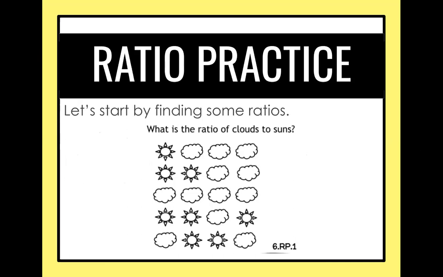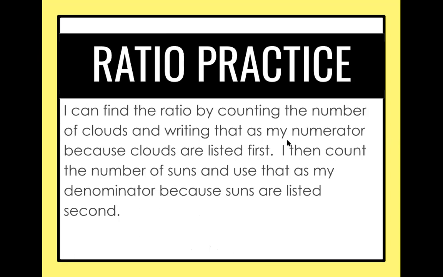So what is the ratio of clouds to suns? So we have to be very careful when we look at our wording in the question. The first term they asked us to find is clouds to suns. So they're asking for the clouds first and then the suns. I can find the ratio by counting the number of clouds and writing that as my numerator or the first number in my ratio, because clouds are listed first. I then count the number of suns and use that as my denominator or the second number in my ratio, because suns are listed second.